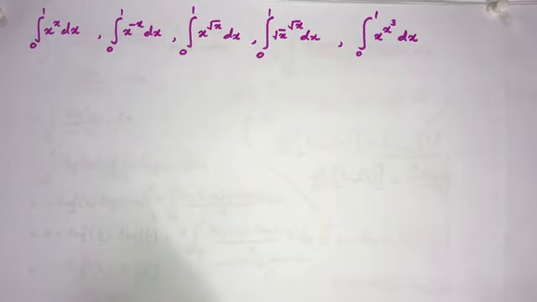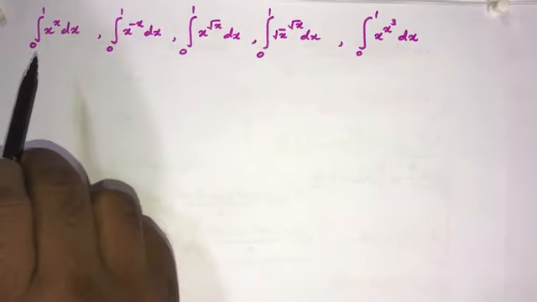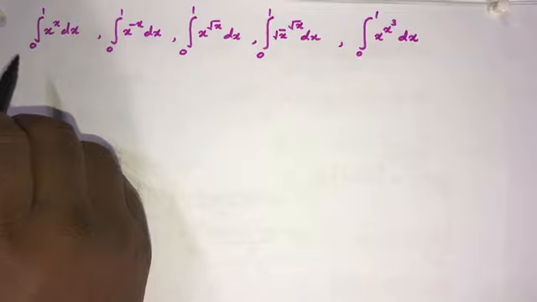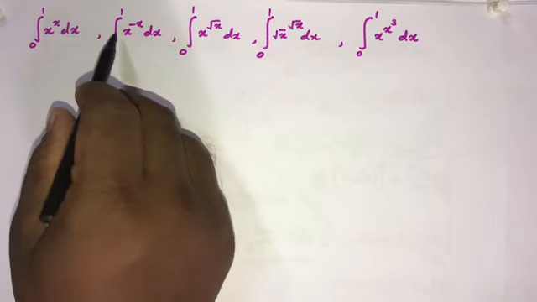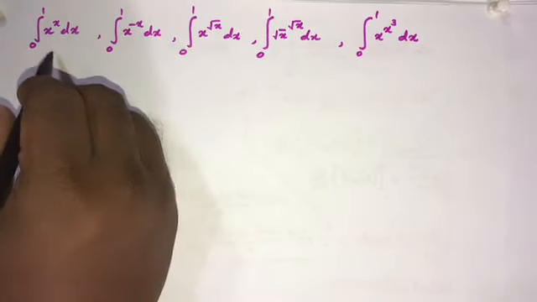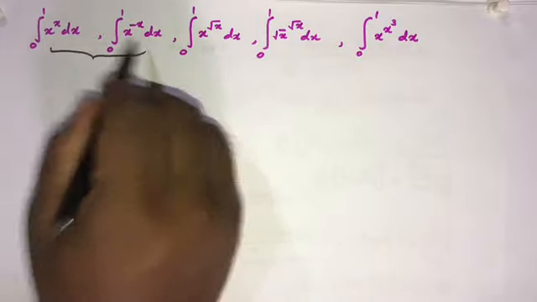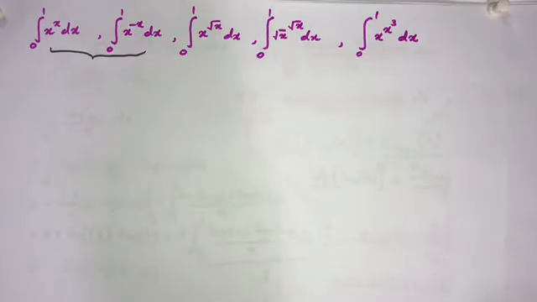Today we are going to solve some more interesting integrals. There are 5 integrals. Integral from 0 to 1 of x to the x, and x to the minus x. We know these two integrals are called Sophomore's Dream.